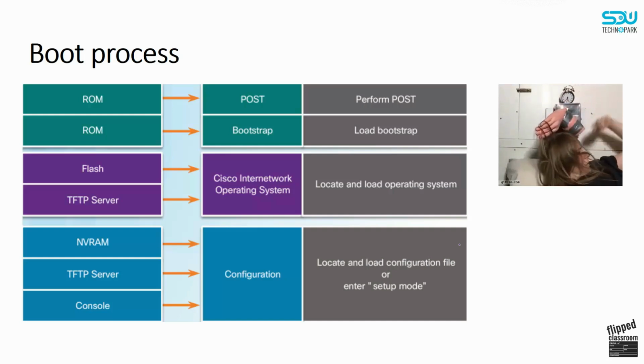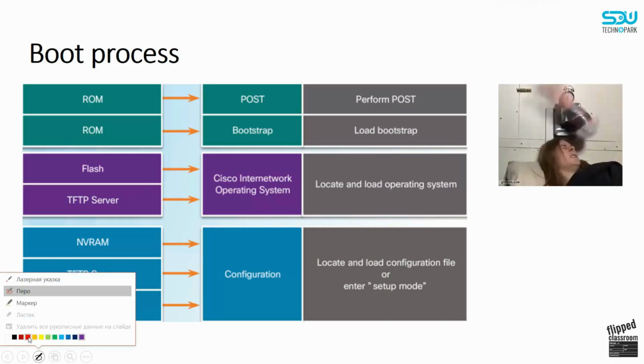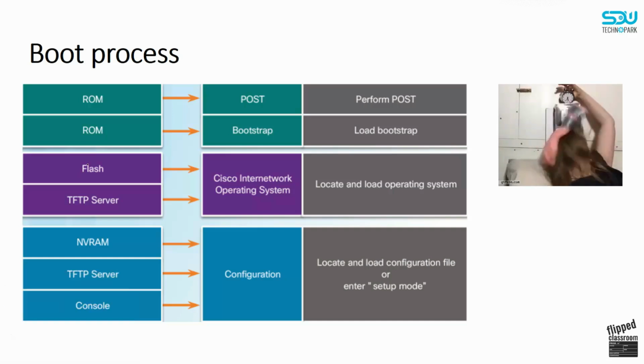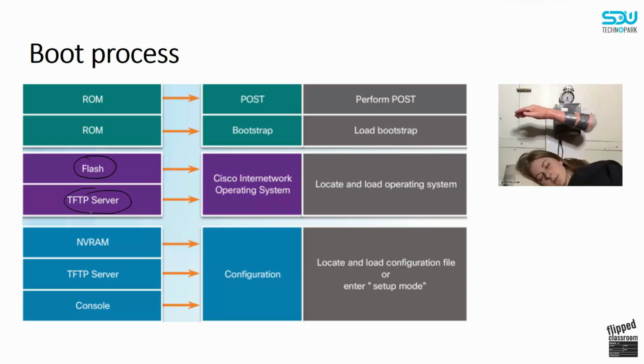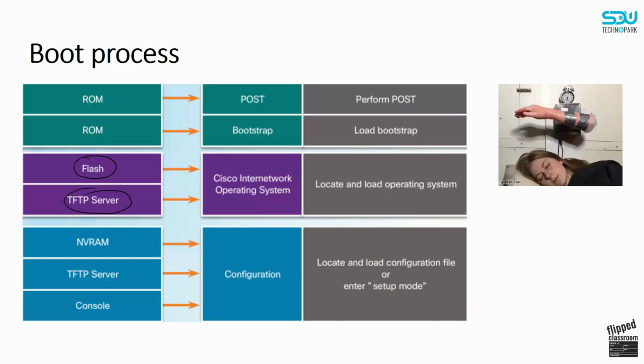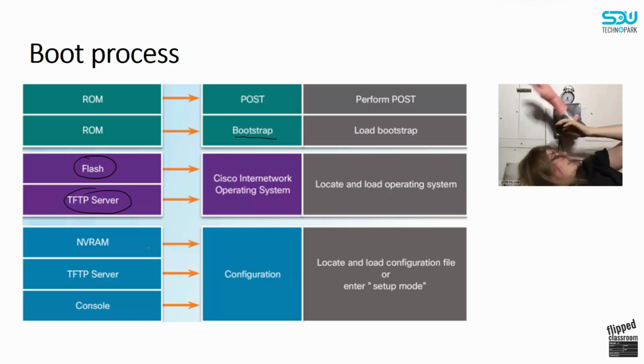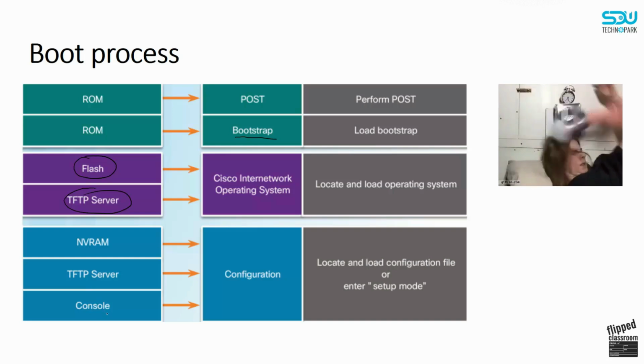And also, by the way, here we have the variants from where the operating system can be taken. It can be taken from the flash memory card, or maybe from a TFTP server, a trivial file transfer protocol server. And after locating it, taking it and loading it to the RAM, the next step, provided by the bootstrap for the router, is to get the configuration files from the NVRAM, from the TFTP server, or from the console.